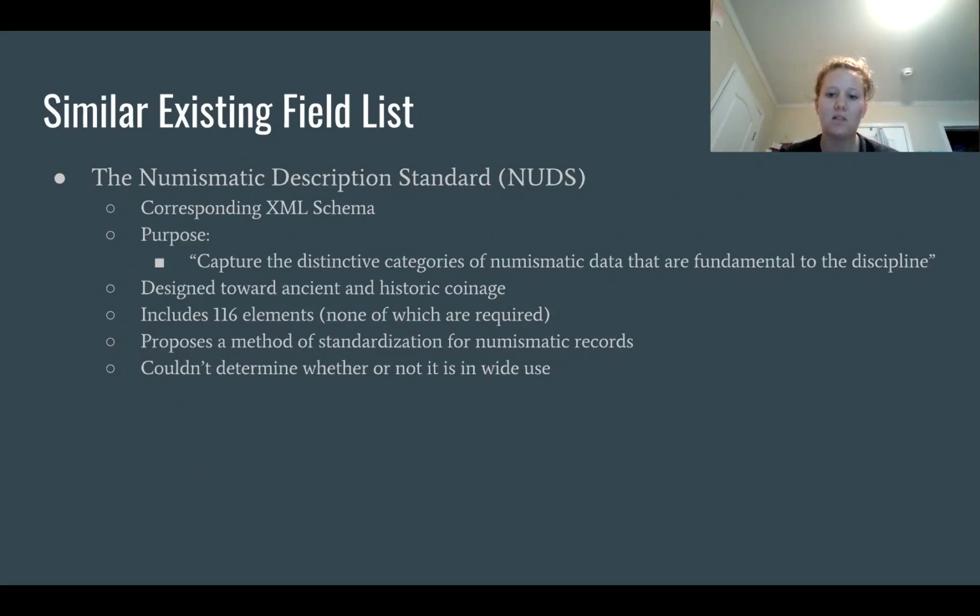The intended use was to capture the distinctive categories of numismatic data that are fundamental to the discipline. This was designed for ancient and more historic coins and wanted to be implemented in places that had coin collections, such as museums or cultural centers. However, it gets difficult to do things like that when there's no standard for creating the records. While there were 116 elements recommended, with none of them being required, it really gives a variation and makes it hard to search for coins and identify things that you're looking for.